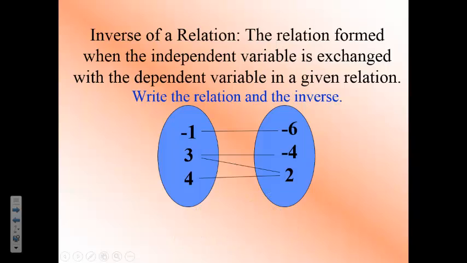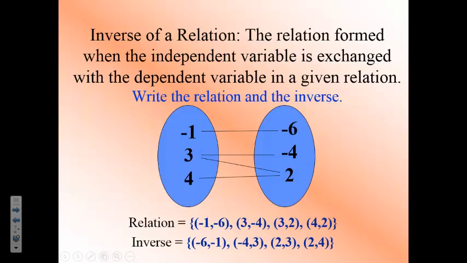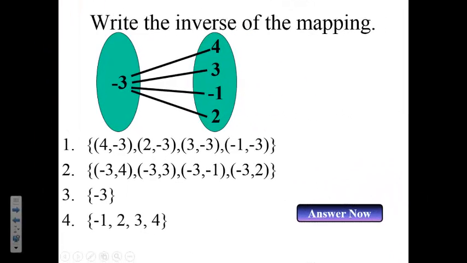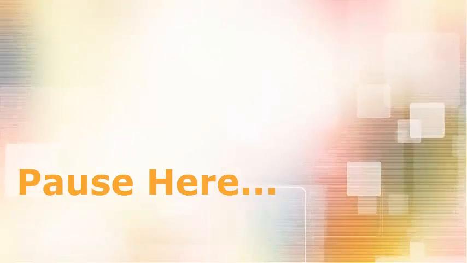So basically all we're going to do is take the relation, which you should write as the set of ordered pairs, and we are going to exchange the dependent with the independent variable. So I'm going to exchange my x with my y, and that would be the inverse of that relation. So write the inverse of this mapping. It's going to be number 1.